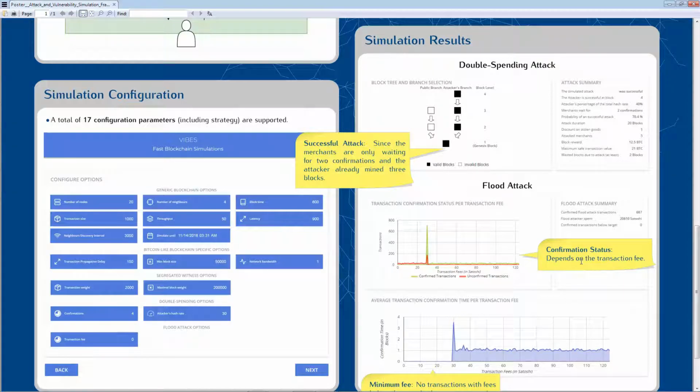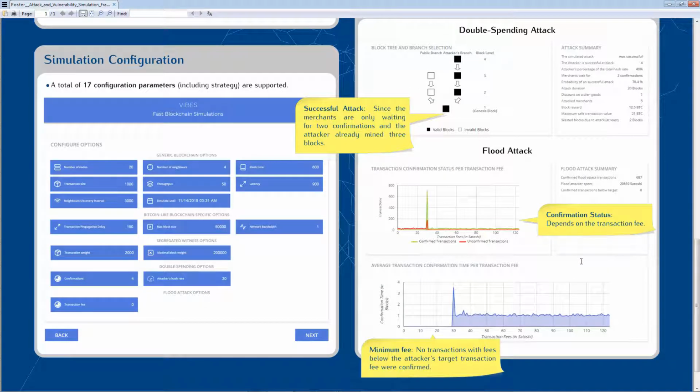The following section shows the two most interesting and important graphs about the float attack. In this case, we can say that the float attack was successful since no transactions with fees below the target transaction fee were confirmed in any blocks. As you can see in both graphs, the target transaction fee was 30 Satoshi. The first graph shows that no transactions below 30 Satoshi were confirmed and that all transactions with more than 30 Satoshi were accepted. Most transactions have a transaction fee of exactly 30 Satoshi.